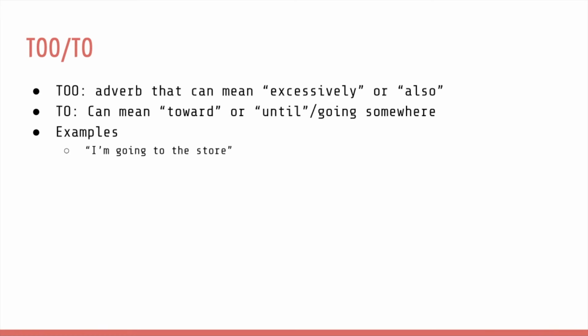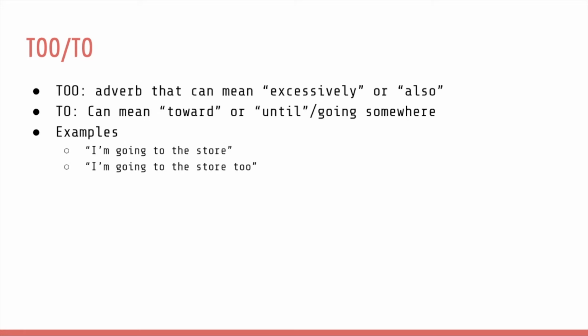So first one, I'm going to the store, right? I'm going to the store, right? Like I'm going somewhere, and that somewhere is the store. The second example sentence, I included both versions. I said, I'm going to the store too. So in that case, the one with two O's is basically meaning also. Like I'm going to the store also, right?